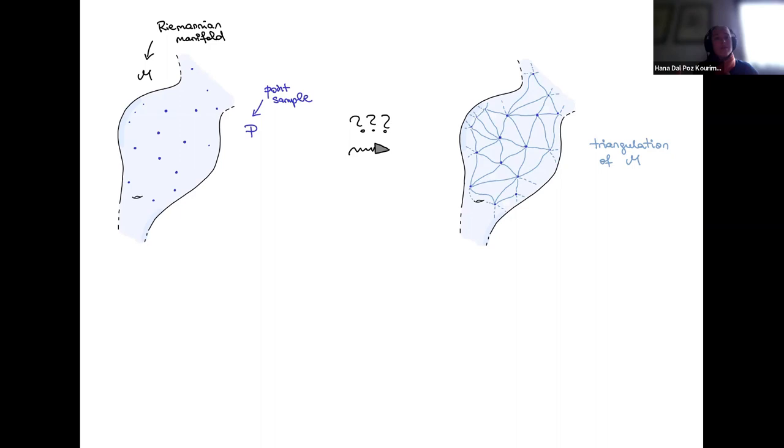And the question is, can you find a triangulation of the manifold M such that the vertex set of the triangulation is the point sample P? And when I say can you, I mean, can you give me a specific procedure that yields this triangulation? And indeed, such a procedure already exists, and it consists of three steps.